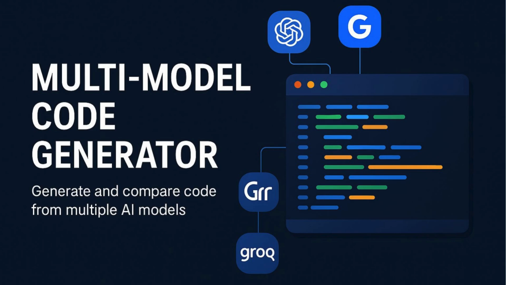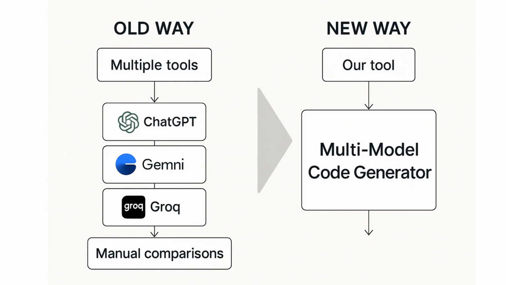Hello all, I'm gonna introduce a tool that's gonna make developer life much easier. The multi-model code generator lets you test prompts across OpenAI, Gemini, and Groq in one platform.